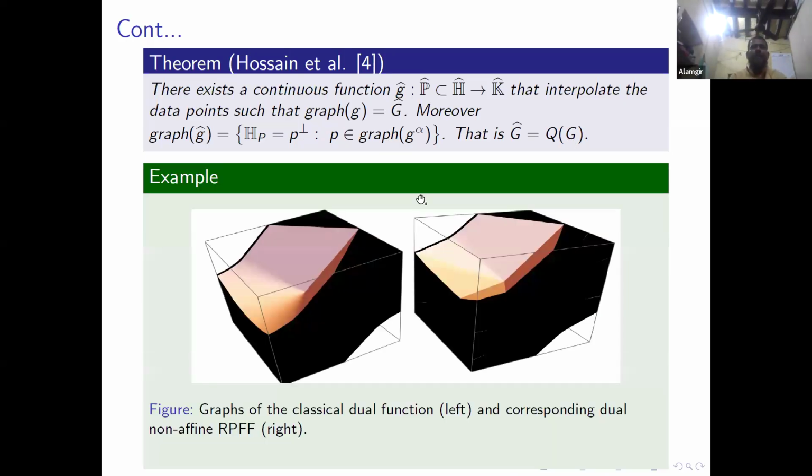Here we have seen an example. This is the graph of the classical dual function, and this is the corresponding dual non-affine real positive fractal function. You can notice that this function is actually a collection of hyperplanes, passing through the original plane. You can see that the plane is smooth, but there is some peak point here. So this is not a smooth space. It depends on the scaling vector.